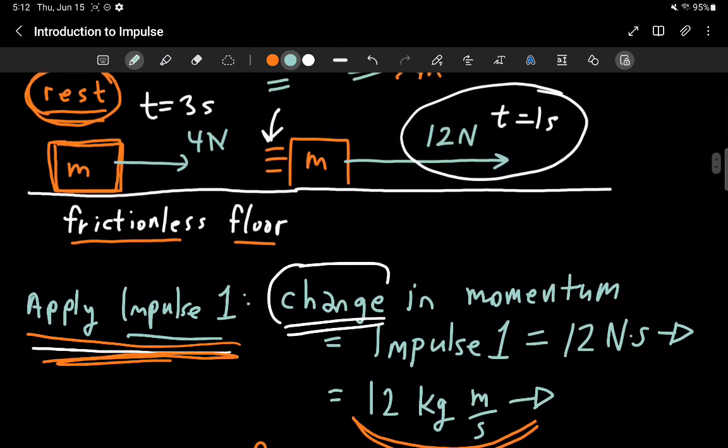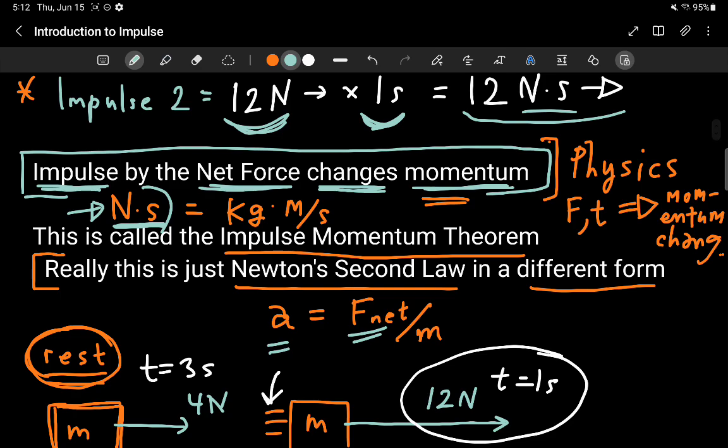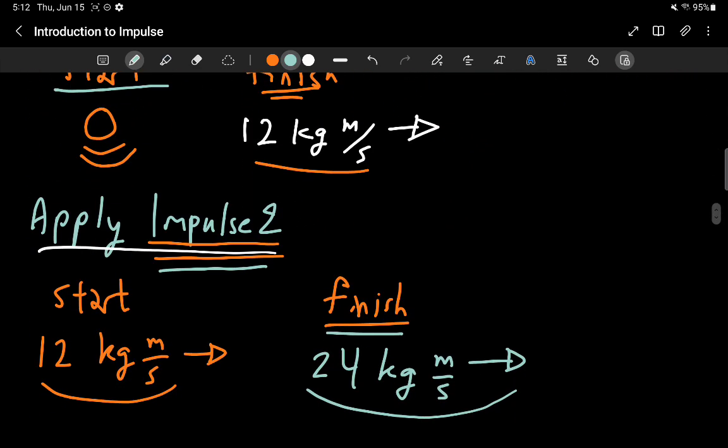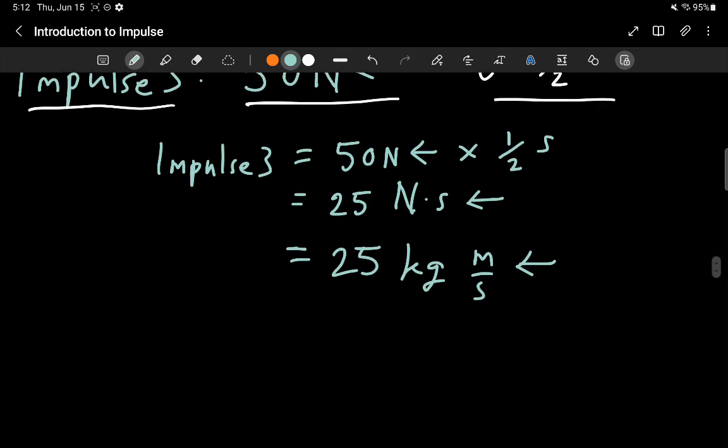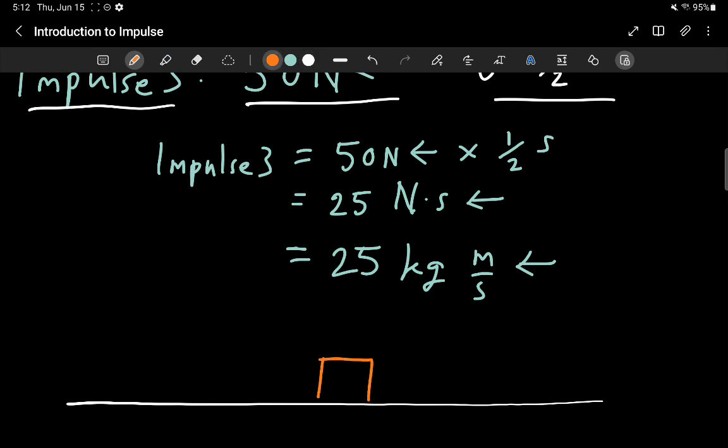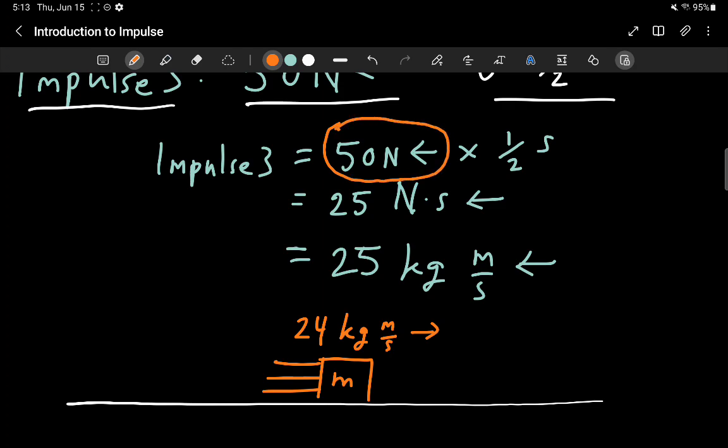But you know that the newton times the second, which is the impulse unit, is actually the same thing as the momentum unit, because impulse changes momentum. So this can also be read as 25 kilograms meters per second towards the left. So let me draw a picture of what we have. We have a box who's actually moving quite fast towards the right because it has 24 kilograms meters per second towards the right worth of momentum. But now there is a 50 Newton force that acts towards the left for this 1/2 of a second time duration. So, let's apply that force.